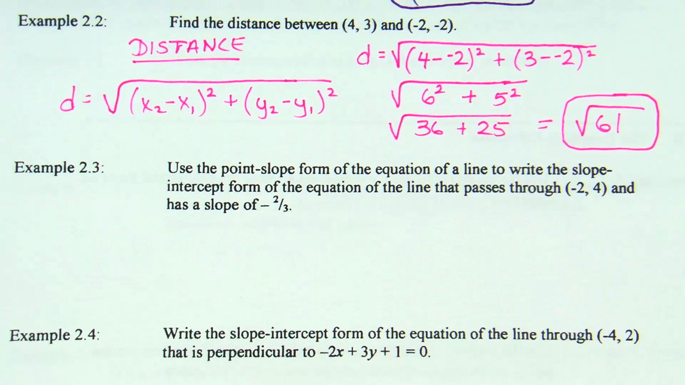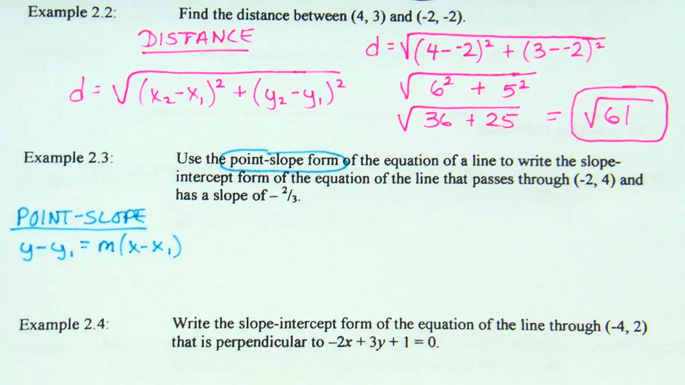Point-slope form. You left out an important piece. Yep. Point slope is y minus y1 equals m times x minus x1. It uses a point and a slope. Okay, so we're going to be starting with that. And then our job is to get it to slope-intercept form.